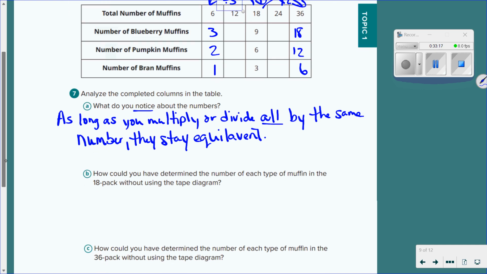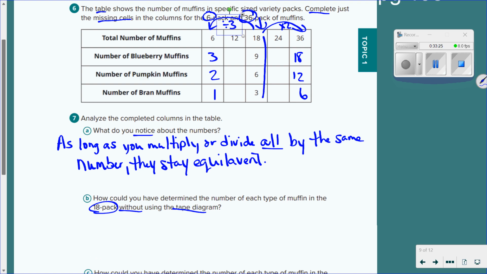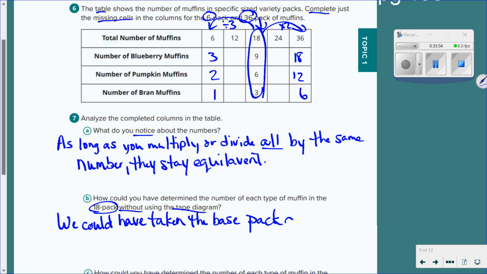So how could I determine the number of each type of muffin in the 18 pack without using a tape diagram? So in other words, they gave us this based on our tape diagram numbers. How could I have done that if I just started here? Alina? Multiplying them all by 3. So we could have taken the base pack, and multiplying everything by 3.